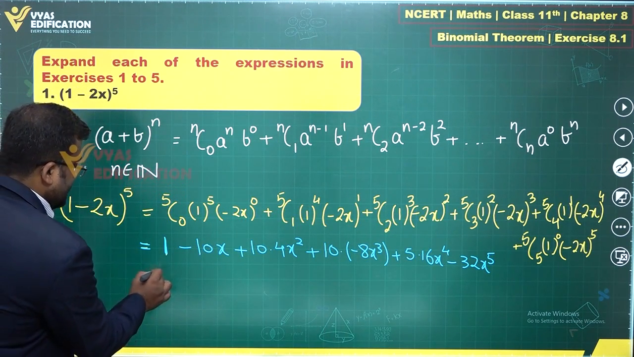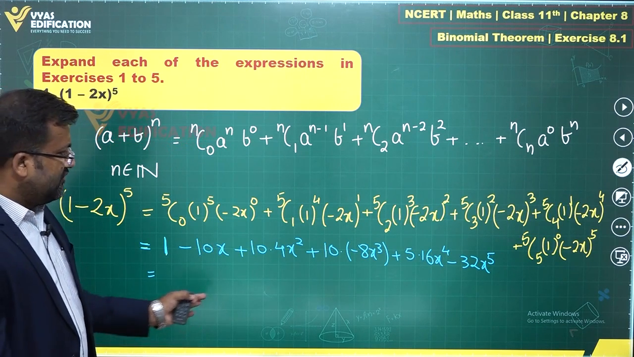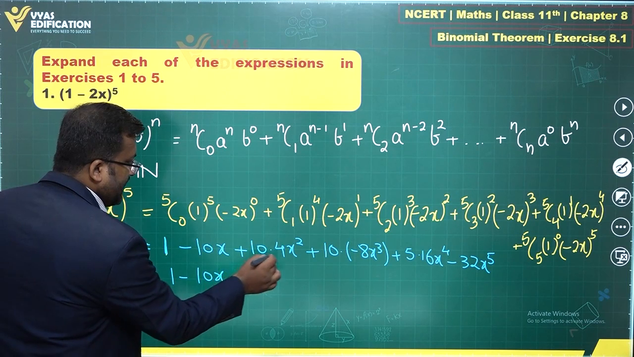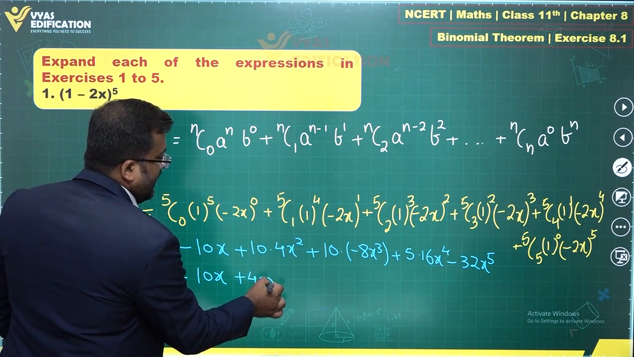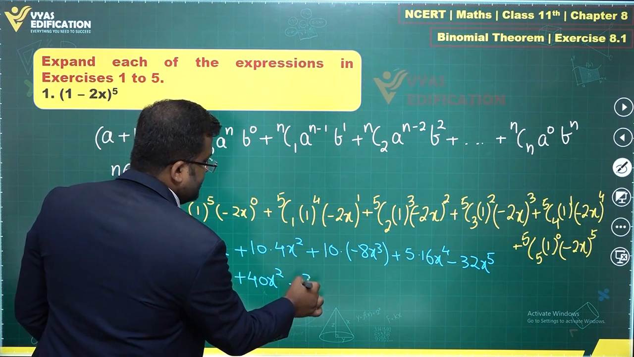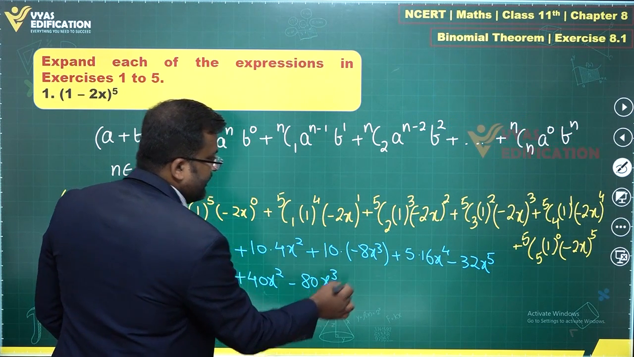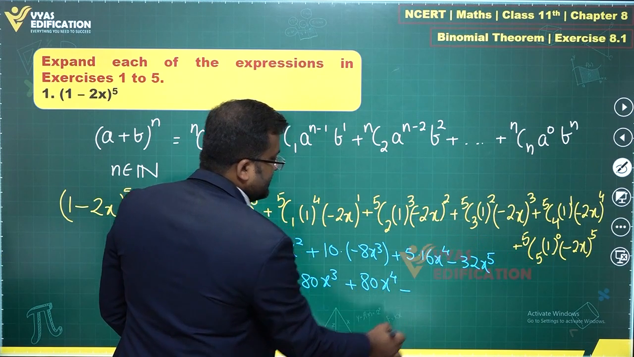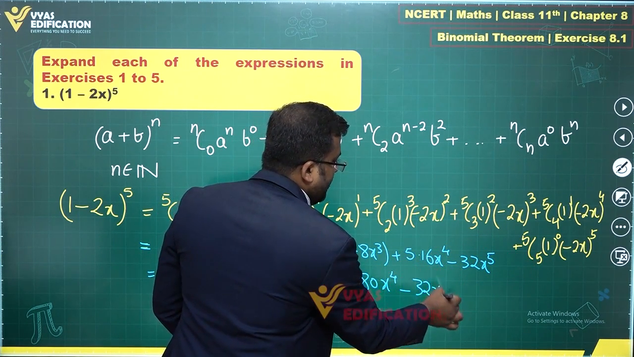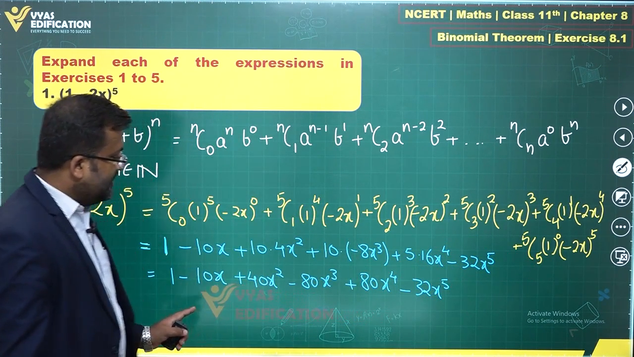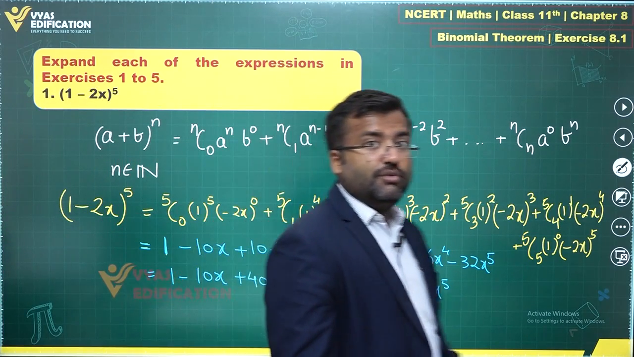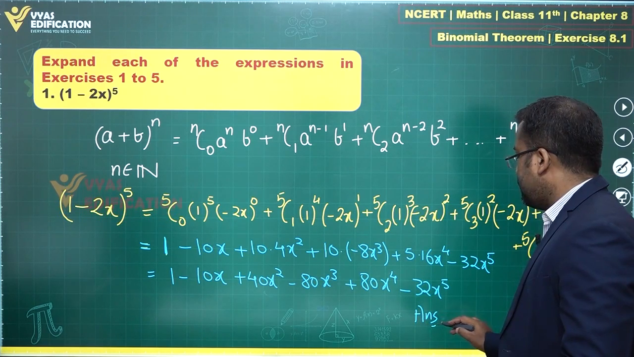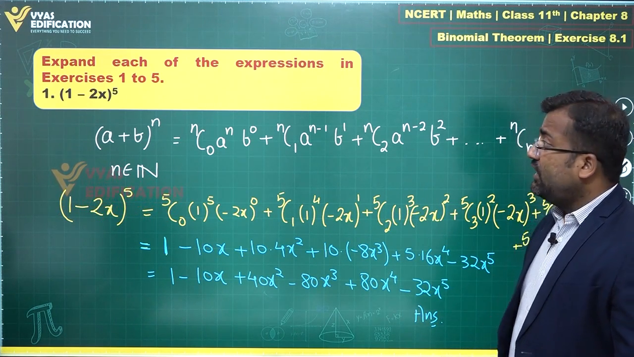The last step which remains is to multiply the remaining things, and this is 1 minus 10x, which is okay. This is 40x square, and this is minus 80 x power 3, that is 80 x power 4, and this is minus 32 x power 5. This is the final expansion, and yes, that should be my final answer. That is my final answer of expansion for this question over here. Is that all? Yes, that's all in this question.